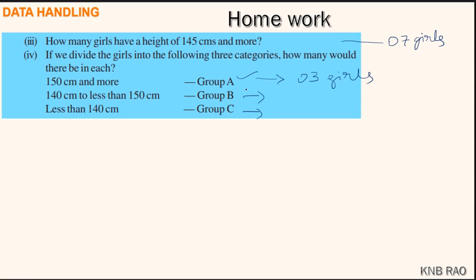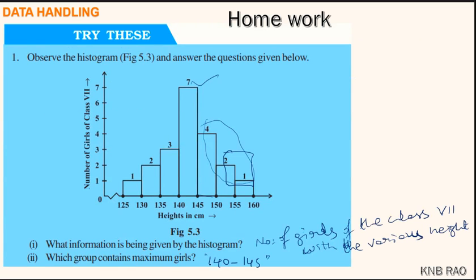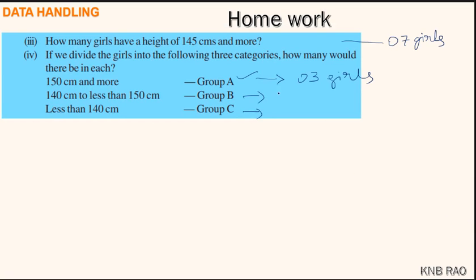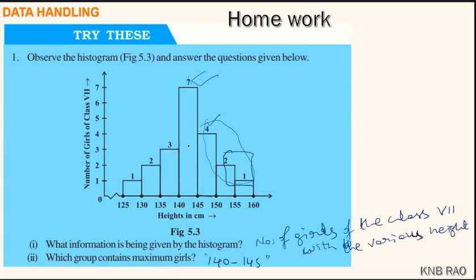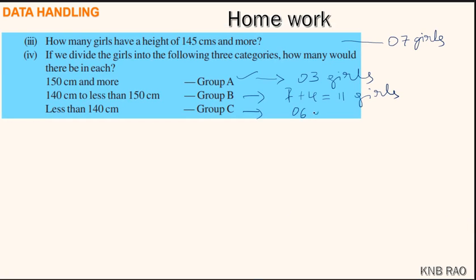Then coming to group B, that is 140 to 150, here 7, 4, and up to there only I have to take 7 plus 4, together 11 girls are of height 140 centimeters to 150 centimeters. In group C, I have to consider below 140 centimeters, that is 1 plus 2 plus 3, which is 6 girls who come under group C.